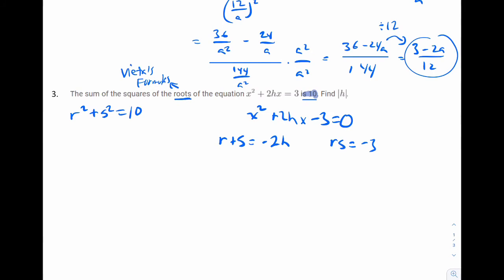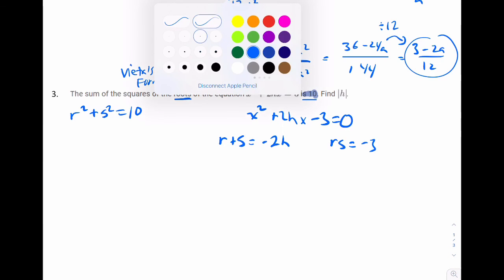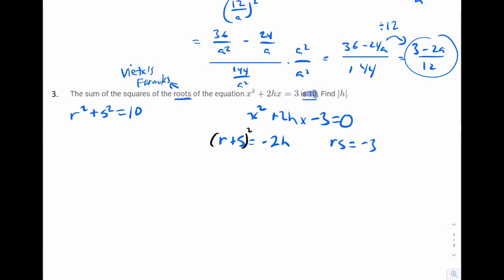Now this is a part that's a little bit complicated. We have fact number 1, fact number 2, fact number 3. This takes a little bit of intuition. What we're going to do is actually square this middle equation, because now we get r squared plus 2rs plus s squared. That's equal to 4h squared. Because look at this, we have rs equals negative 3. Rs is right there. So that thing is going to be negative 6. 2 times negative 3, negative 6.